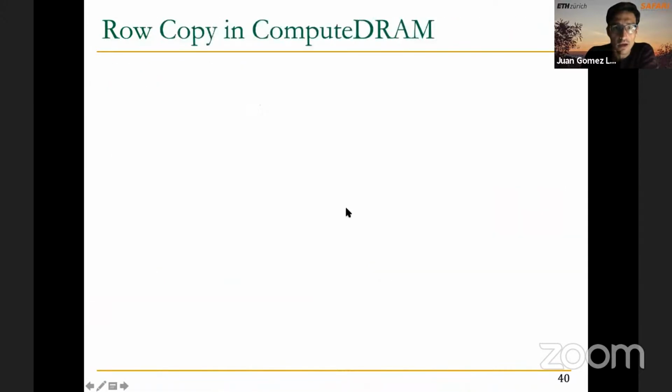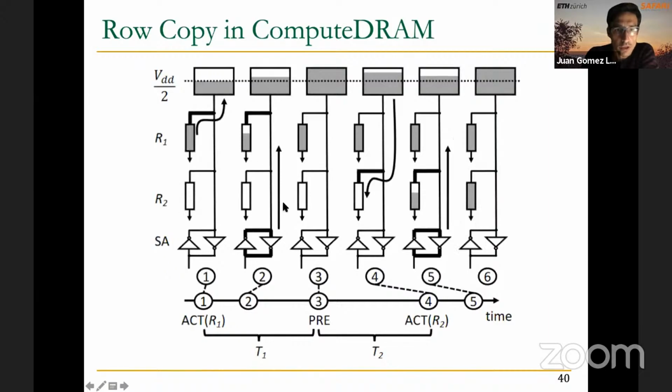Let's take a quick look at what they do. So in the figure, you can identify this is essentially one bit line. In the bit line, we have 2 rows. This is the capacitor of this bit line in, let's say, row 1, and this is the capacitor of this bit line in row 2. And each of these are different steps in this timeline that you can see here at the bottom.